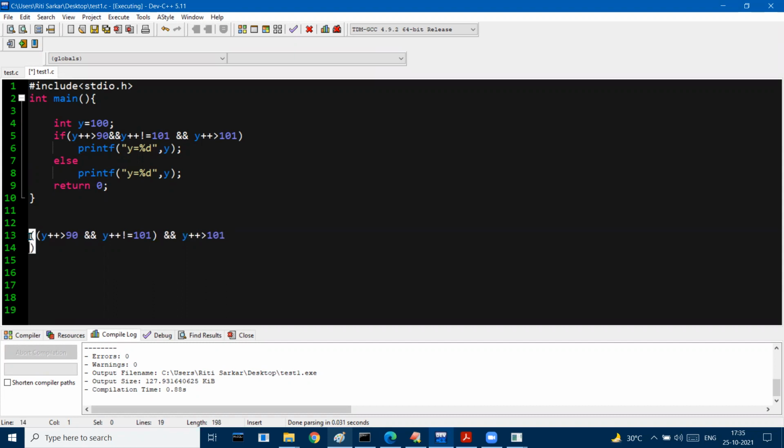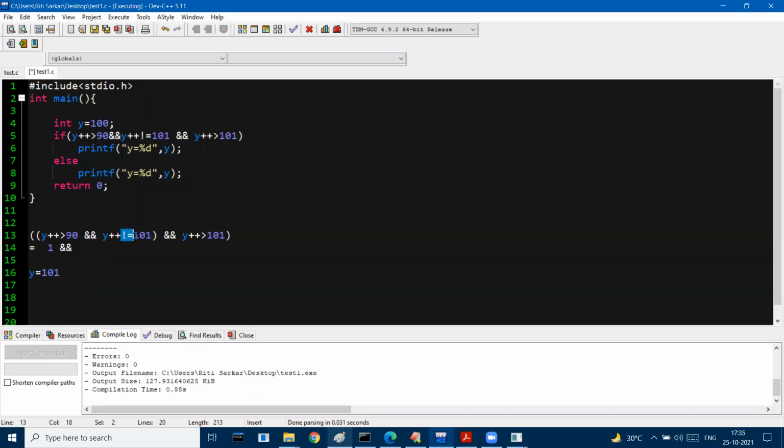Now your evaluation has started. Y greater than 90, answer is 1. But now Y becomes internally what? Y is equal to 101. Now will you go to the next step? Yes, I will go to the next step. 101 not equal to 101.